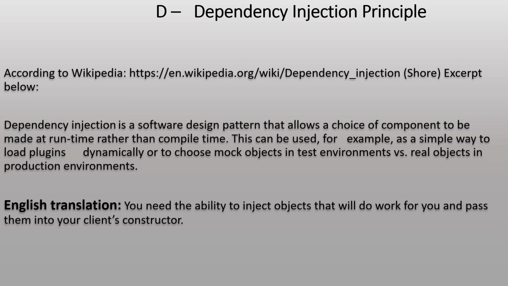Okay, so the next one is the dependency injection principle. Again, this is from Wikipedia. Dependency injection is a software design pattern that allows a choice of components to be made at runtime rather than compile time. This can be used, for example, as a very simple way to load plugins dynamically or choose to mock objects in test environments versus real objects in production environments, okay? What does that mean? English translation. You need the ability to inject objects that will do work for you and pass them into your client's constructor.